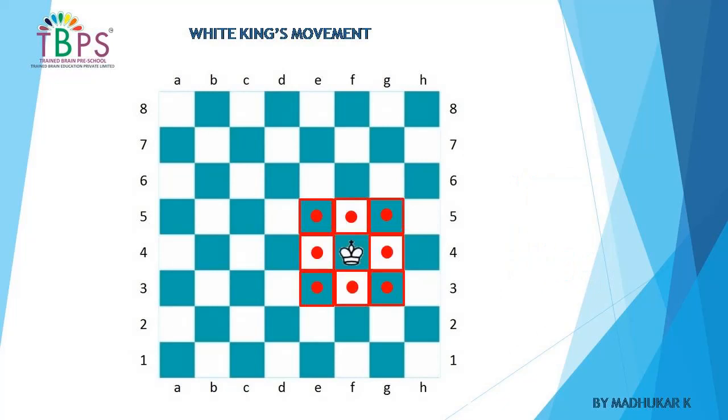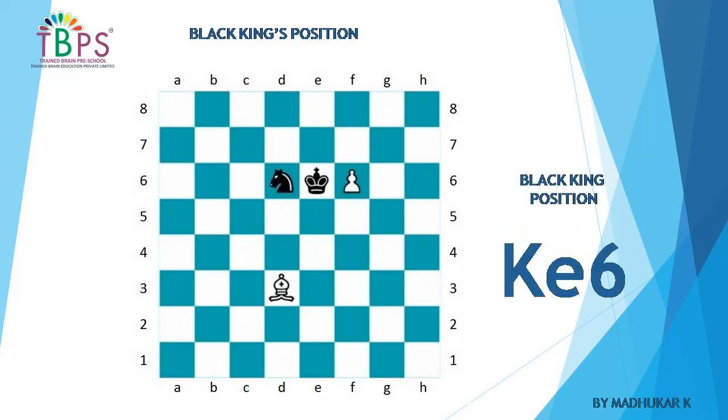So this king which is placed on the F4 square can move one step in all directions. That is, it can move to any of these 8 squares. Let us take another example of a black king which is placed on the E6 square, a black knight on D6, a white pawn on F6 and a white bishop on D3.